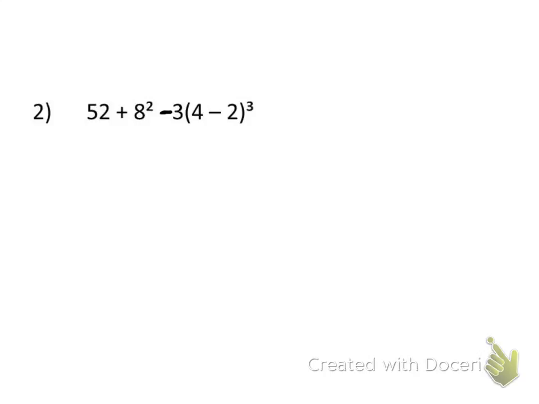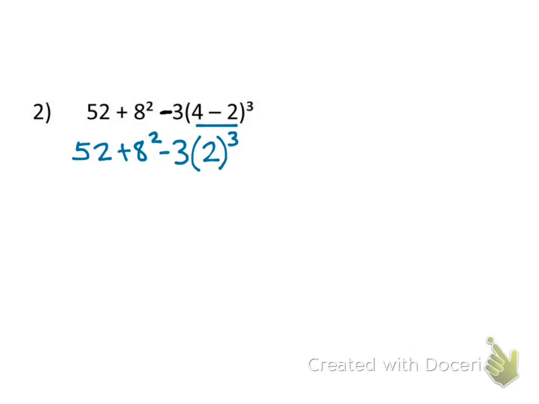All right, order of operations. I want to start with what? 4 minus 2. Yes, you want to start inside the parentheses. So we do 4 minus 2. Everything else you just copy down as it is. So we have the 52 plus 8 squared minus 3 right next to the parentheses, but instead of 4 minus 2, what am I going to write inside the parentheses? 2. And then to the third power.